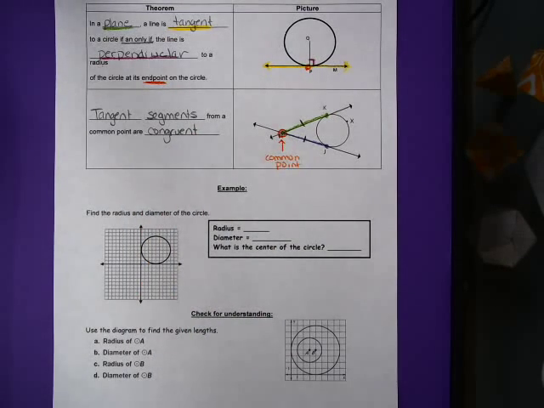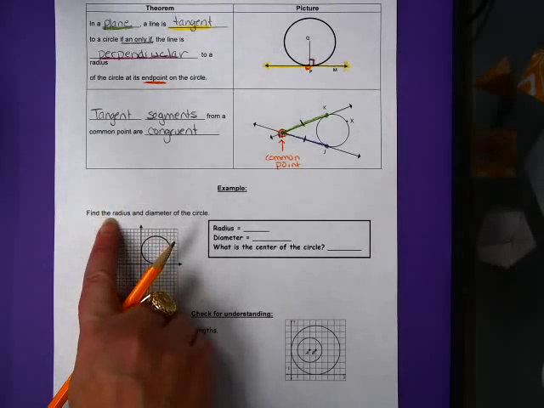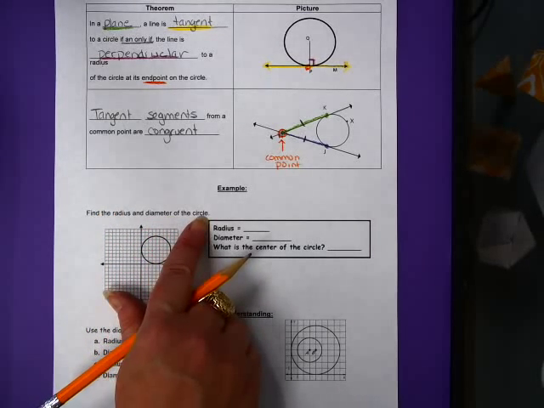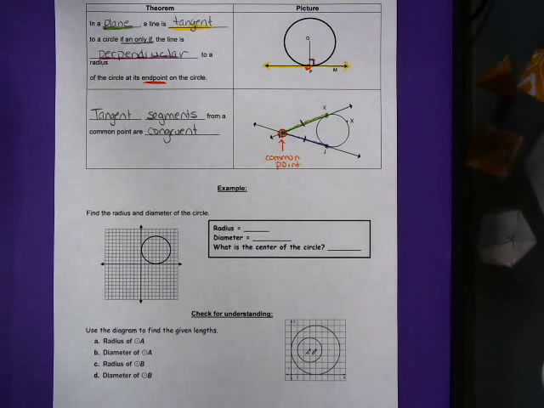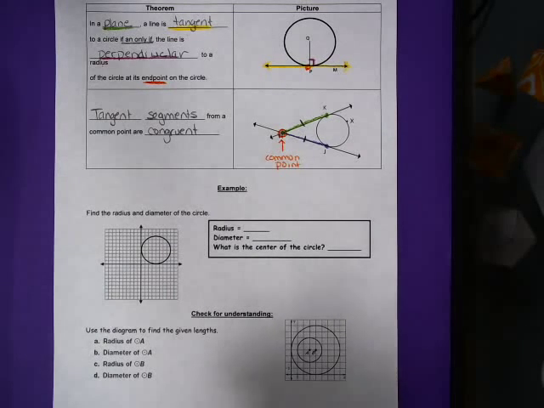All right, let's do some examples. The first example is this graph. Find the radius and the diameter of the circle. Well, to find the radius and the diameter of the circle, it's easier if I know where the center is.